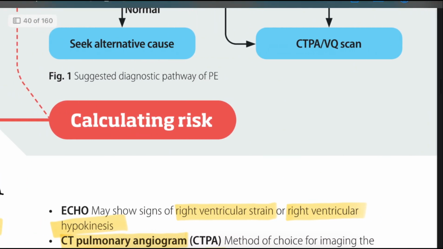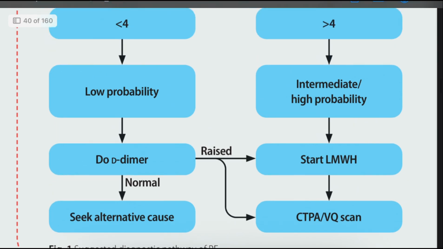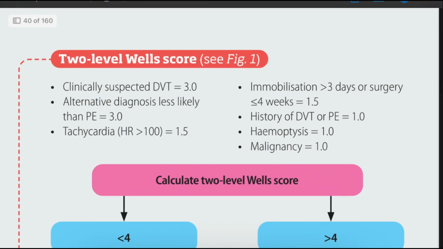Next, we can see Wells criteria. So in Wells criteria, we called Wells score. This Wells score, we have two different levels. In this Wells score, what are the things we are seeing? First, if patient has clinically suspected DVT, we have to give 3 points. If an alternative diagnosis is less likely than pulmonary embolism, then 3 points we have to give.